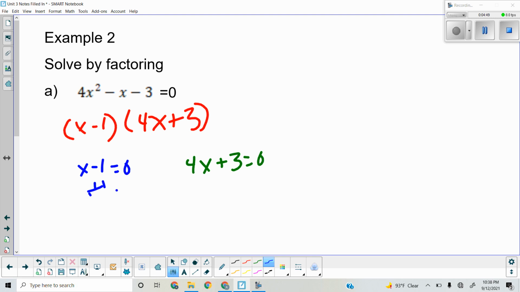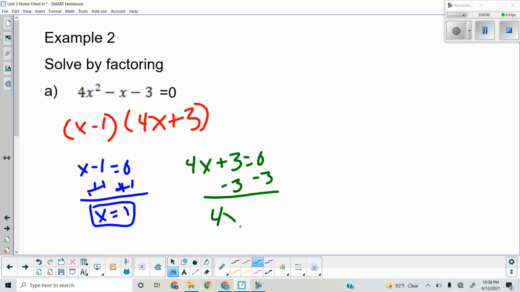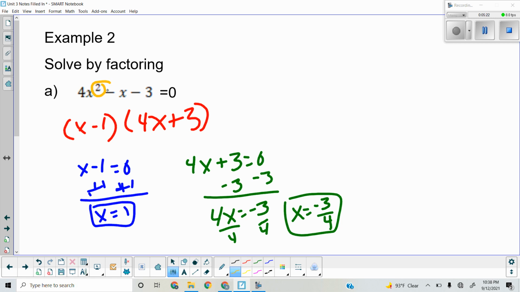And then we solve like we would any other equation. So plus 1, plus 1. So we get x equals 1. And then for this one, we subtract 3. 4x equals negative 3. Divide by 4. x equals negative 3/4. And if we just double check, our largest exponent was a 2. We have 1, 2 answers. So those are our solutions.